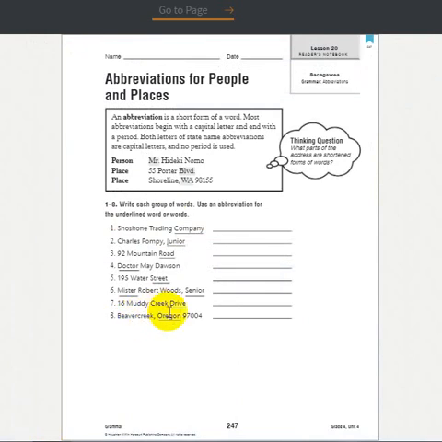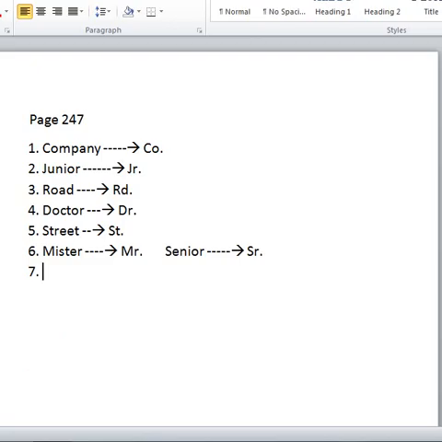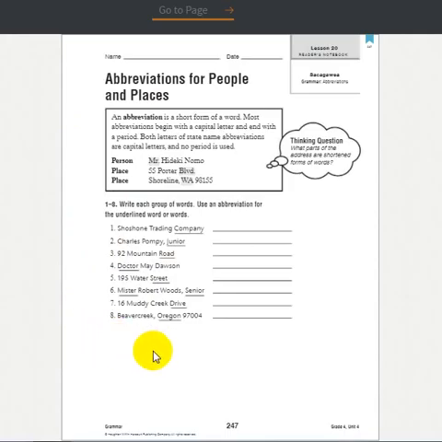Alrighty. Number 7. 16 Muddy Creek Drive. So, drive here means like a street, and its abbreviation is just going to be just like doctor. Same thing. DR period. So we're going to say the drive became DR period. Excellent.